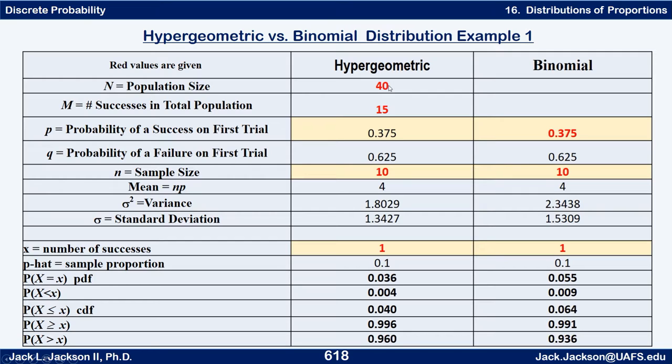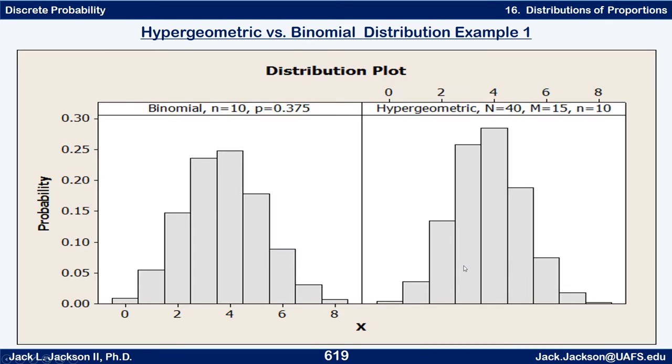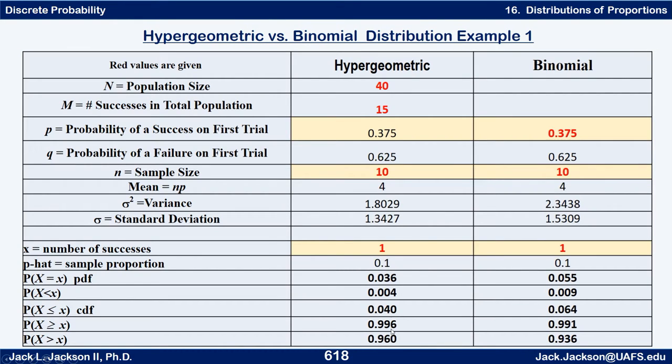Here's one with a population size of 40, and 15 of those are successes, for 0.375 for the probability of success in the first trial. Compare that with the binomial with the same probability of success, the same sample size and the same number of successes. If you just look for one success, you can see, of course, the sample proportion is 0.1. It's the same. You can see the mean is the same, but the variance and standard deviation are a bit different. The binomial has a tendency to be a little more variable. And you can see the different probabilities and how they compare. So they're not exactly the same, but not too far off.